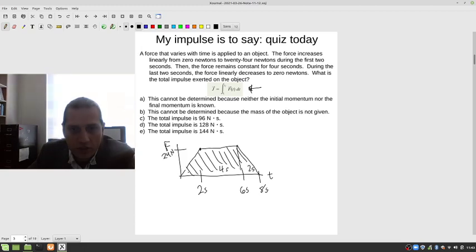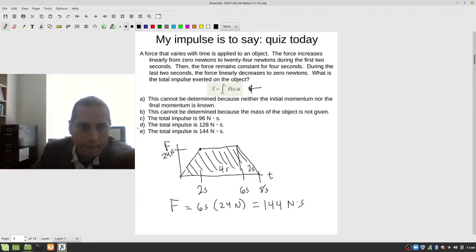Okay, and if you notice, this triangle is going to match up that space. So our total impulse is going to be, you could do it just by adding up this triangle plus this rectangle plus this triangle, which goes on top of the first triangle to make it effectively a rectangle of 6 seconds times 24 newtons. Which I believe is 144 newton seconds.